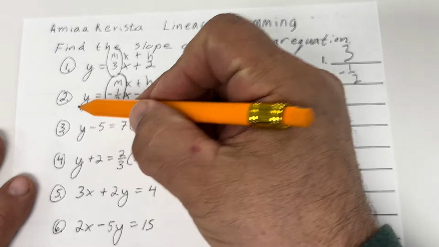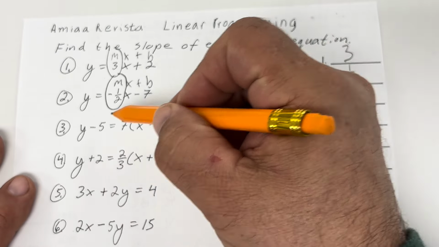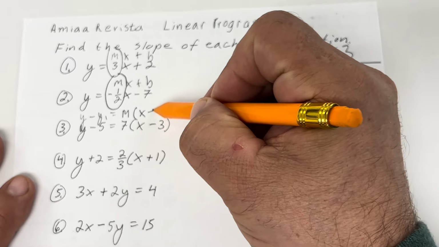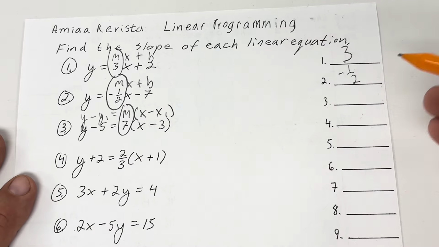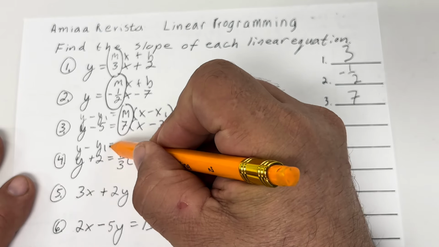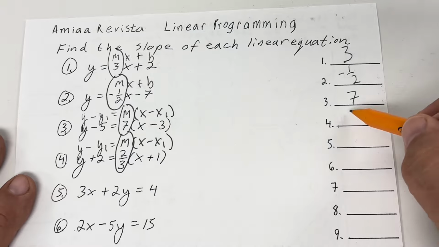This one is in point slope form, so the slope is 7 and the point is 3, 5. So that formula is y minus y sub 1 equals m times x minus x sub 1. And our slope is just going to be 7 upon sight recognition. Once again, y minus y sub 1 is equal to m times x minus x sub 1. So our slope is going to be 2/3.